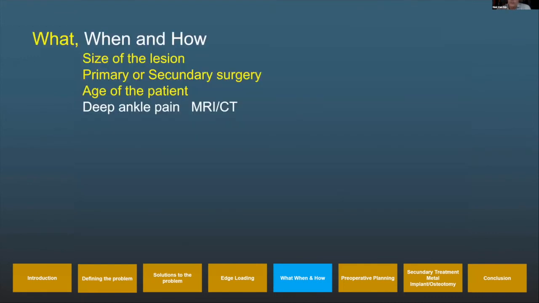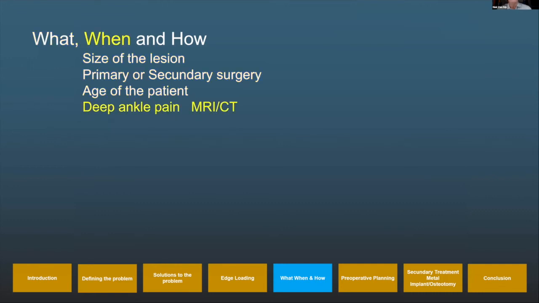So the choice of what we do depends on the size of the lesion. That's a denominator. The other denominator is if it's a primary or secondary surgery, because that also makes a difference in the choice of what we're doing. And lastly, the age of the patient. If we have a young patient, we will be more conservative than in a grown patient.